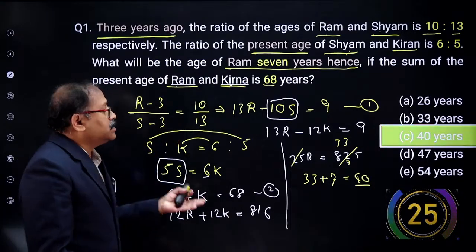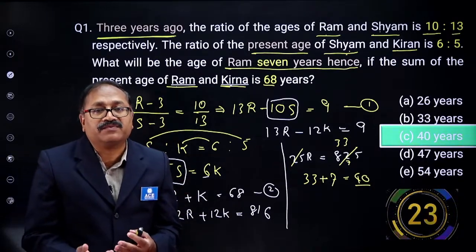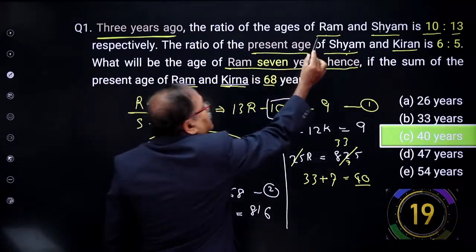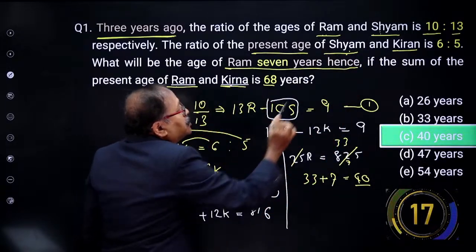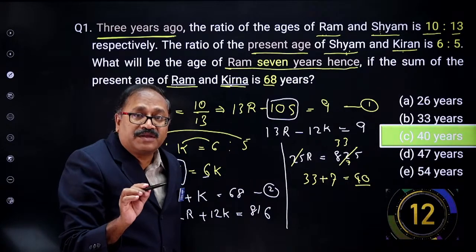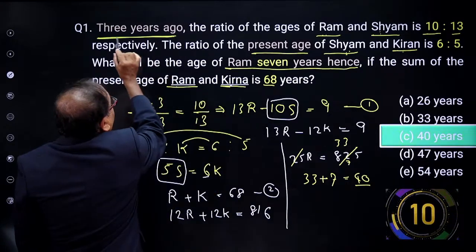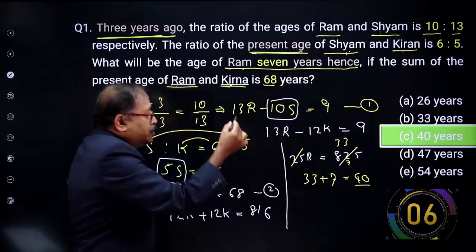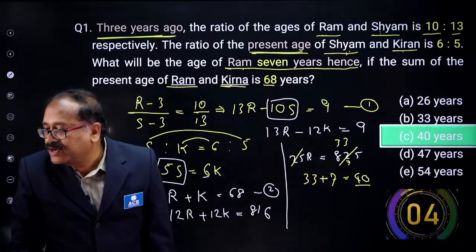But this question's nature is such that you have to frame the equation. Without framing the equation, you can't answer the question, because the first ratio is given Ram to Shyam, and the second ratio is Shyam to Kiran. Now, are both of them present ratios? No. One ratio is from 3 years ago, and the other is the present age ratio. Therefore, you need to frame the equation over here.